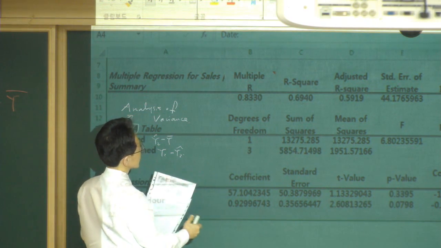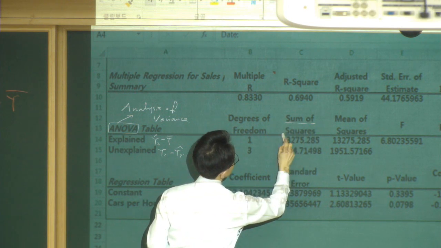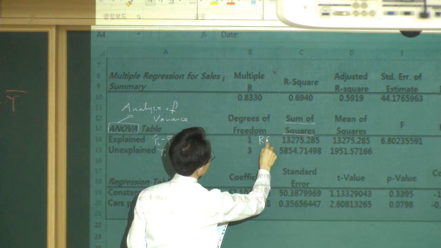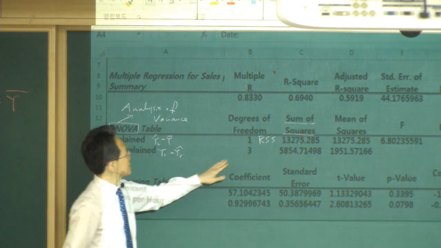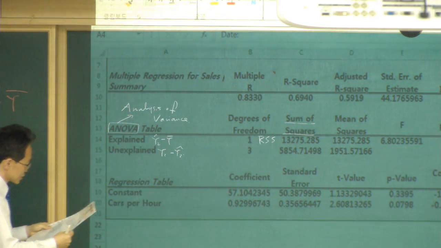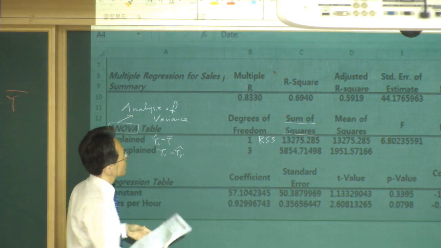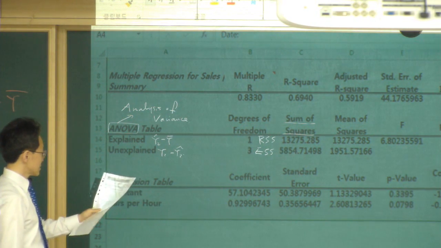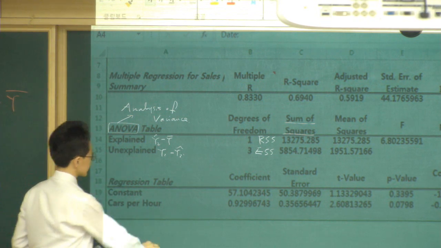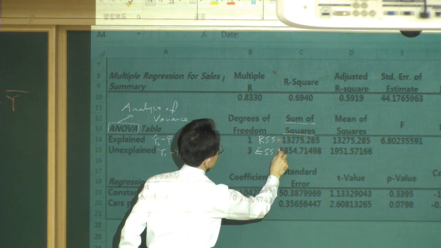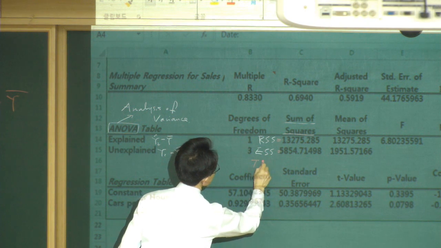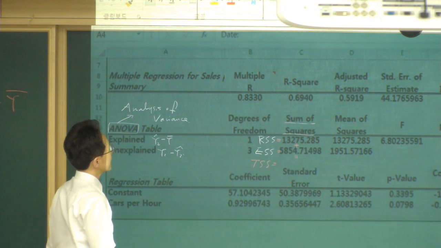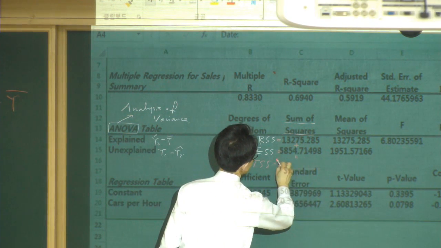When we say RSS, you see here the sum of squares. RSS is the regression sum of squares, and the unexplained portion is called the error sum of squares. Therefore, total sum of squares will be this one plus that one. If you add them up, you will have the total.